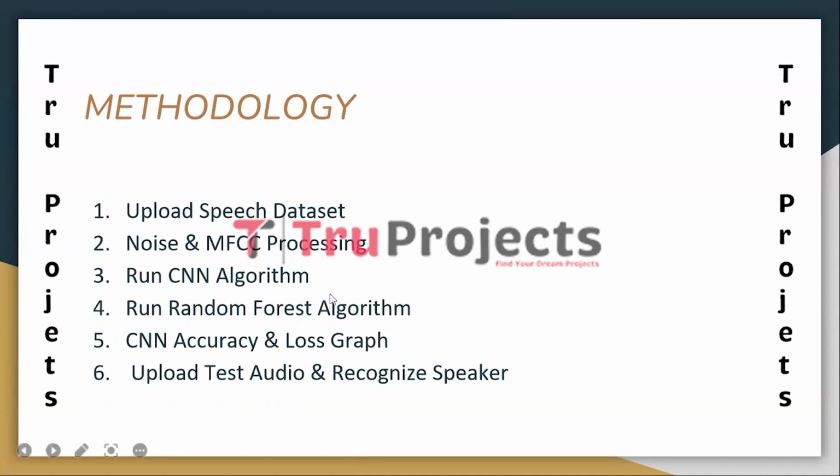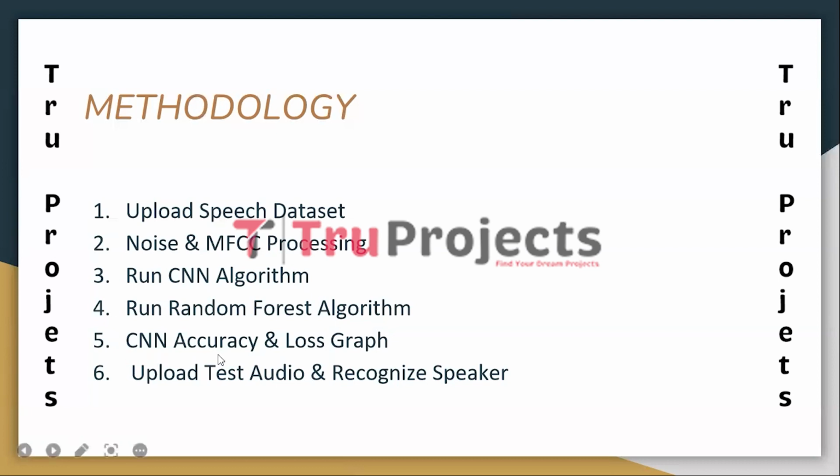And the third module is Run CNN algorithm. In this module, the extracted MFCC features are used to build a training model based on the CNN algorithm. The model is trained using the extracted features, and the test data is applied to the trained model to predict or recognize the persons represented in the speech recordings. And the fourth module is Run Random Forest algorithm. The extracted features are utilized to train the random forest algorithm. The training data is used to build a random forest model, and the test data is applied to this model to calculate the prediction accuracy.